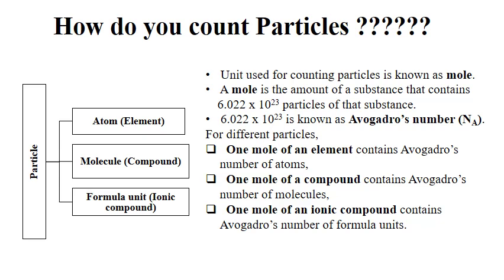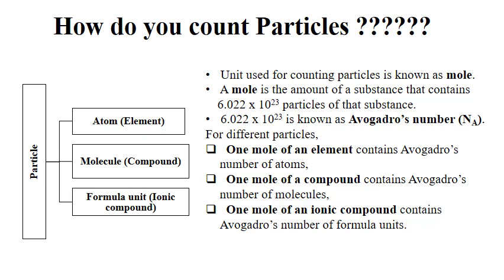Remember from the previous slides, these are known as representative particles. So your particle in chemistry can be an atom, a molecule, or a formula unit. Whatever your particle is, the unit that you are using is known as a mole. What is a mole? It is the amount of a substance that contains 6.022 × 10^23 particles of that substance. That number, 6.022 × 10^23, is known as Avogadro's number, represented by NA, because it was discovered by a scientist named Avogadro.